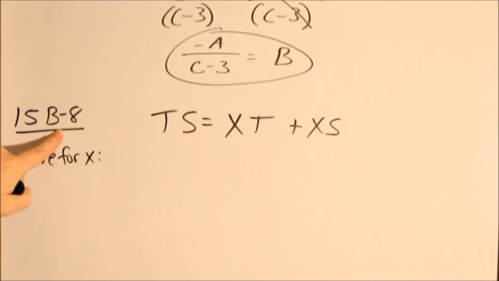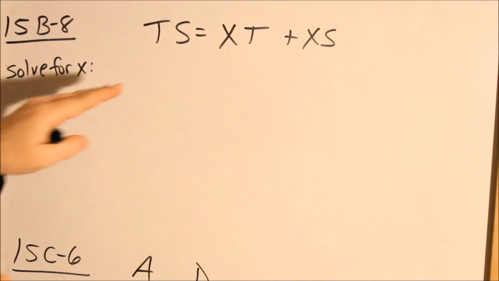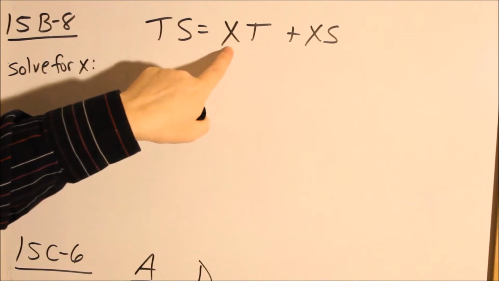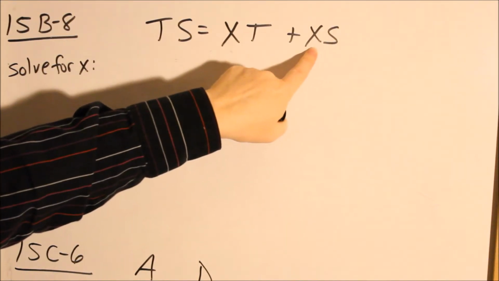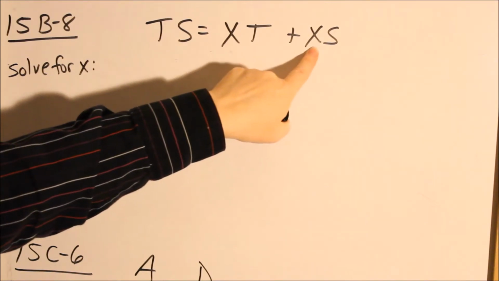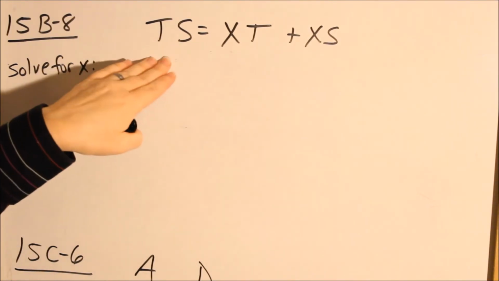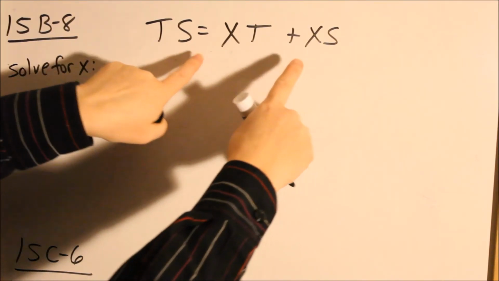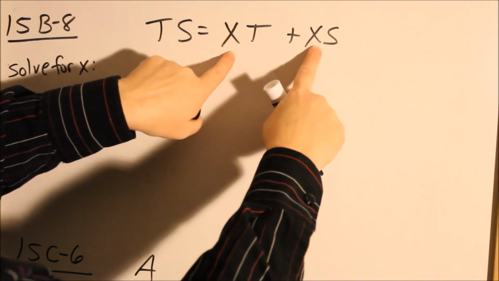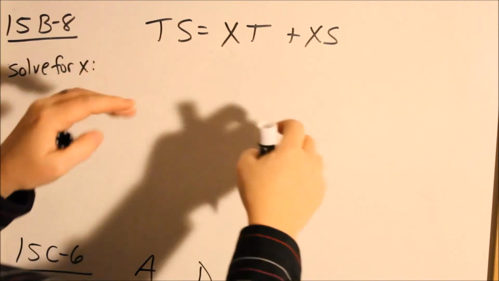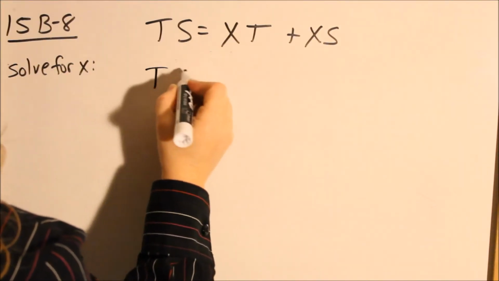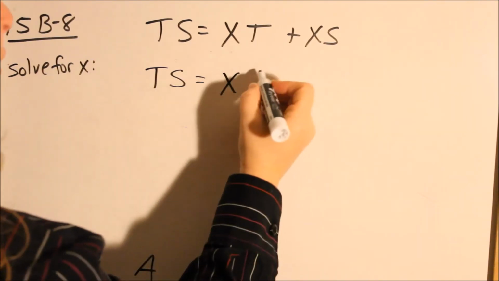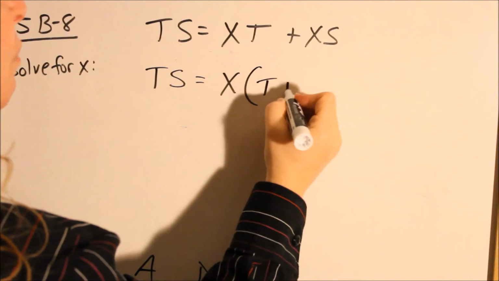Alright, let's look at 15b, number 8. We're solving for x. If you look on the right hand side, you have x in both terms. When you have the variable in both terms that you're trying to solve for, it needs to be factored out. Because even if I subtracted xs to the other side and xt, I still have an x. When the variable you are solving for is in two terms, it has to be factored out to free it from all those letters. So on the left, we would still have ts. We factor out our x so we can free it. So then we have left t plus s.